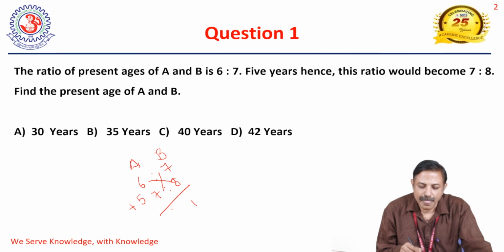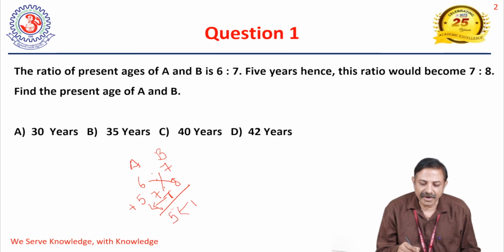Second one is take the difference of the second ratio. That is 8 and 7 difference is 1. I'm going to write here. Now third step, I'm going to multiply 1 into 5. If you see here, 1 into 5 I'm going to multiply, it becomes 5. I will write here. So finally, 1 into 5, one part equal to 5 years.